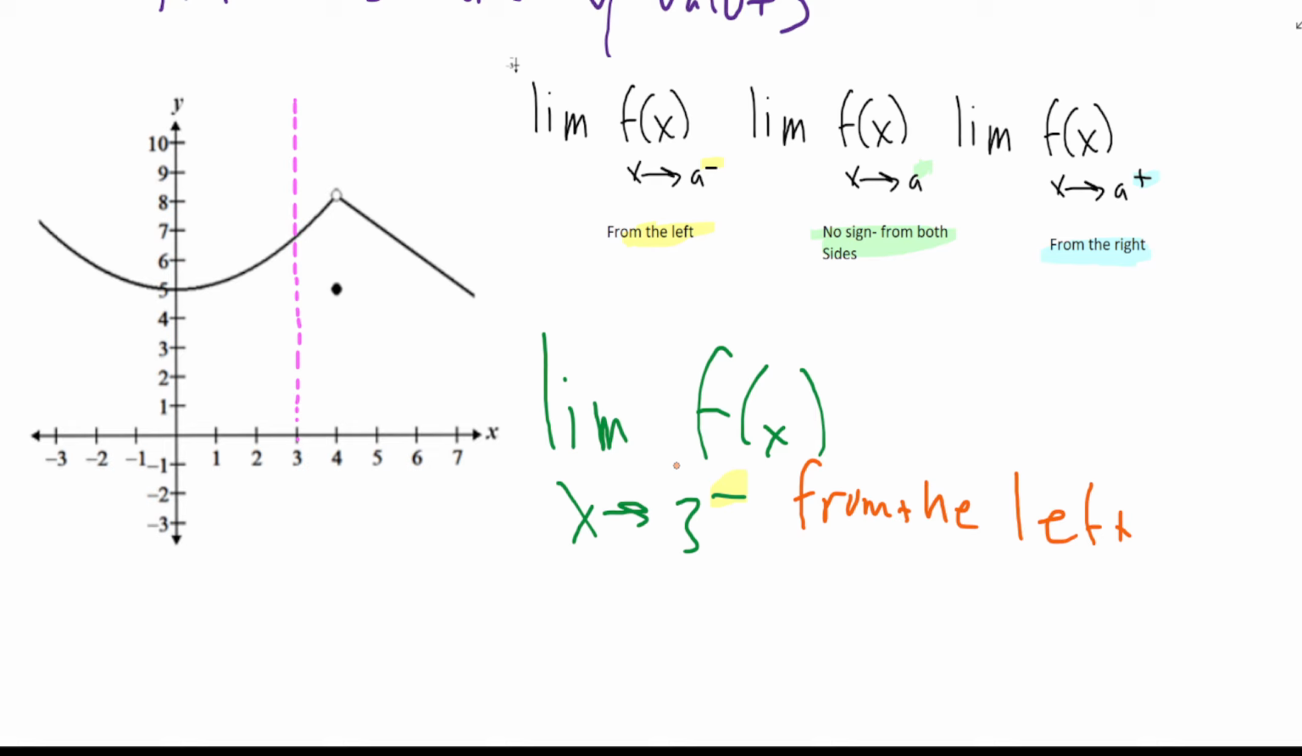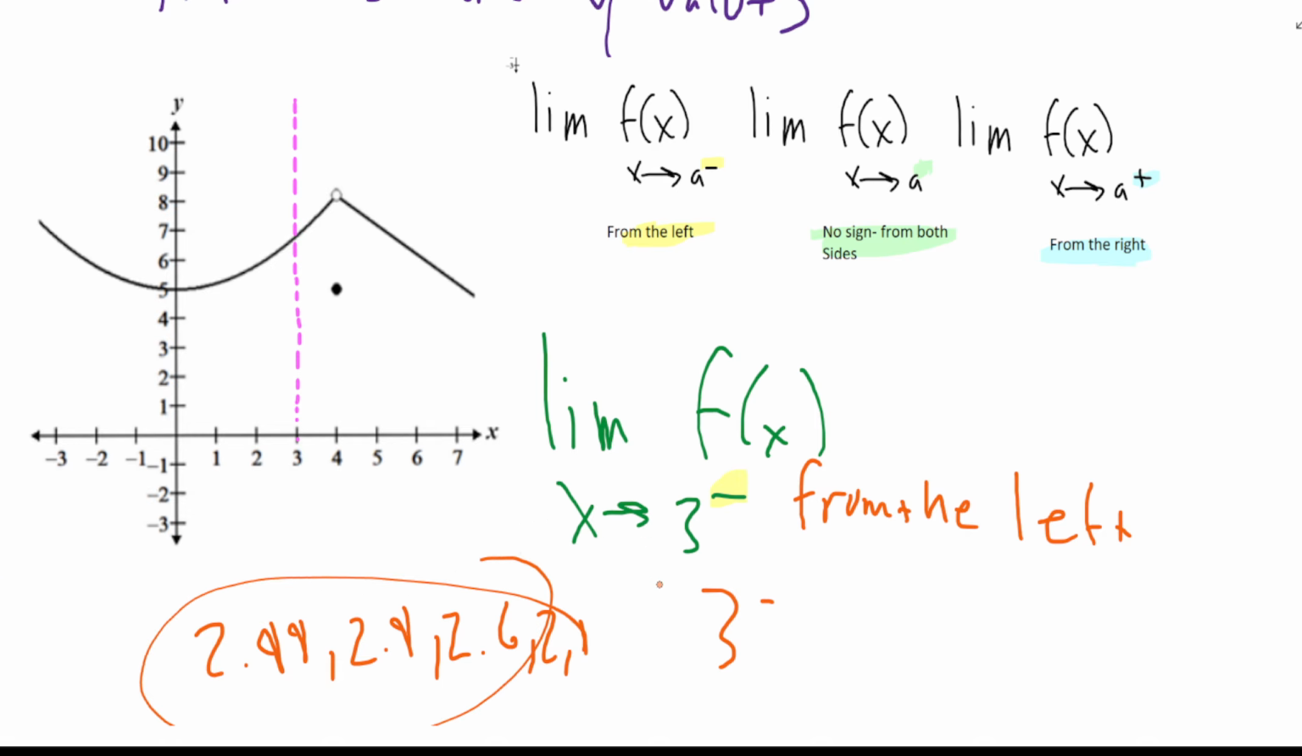If you think about this from a logical perspective, this is actually really helpful. If you think about 3 minus, not negative 3, you're essentially asking what numbers are smaller than the number 3. That could be 2.99, 2.9, 2.6, 2, 1. You get the picture. What do all of these numbers have in common with respect to the number 3? It's the fact that they're all to the left side of 3.